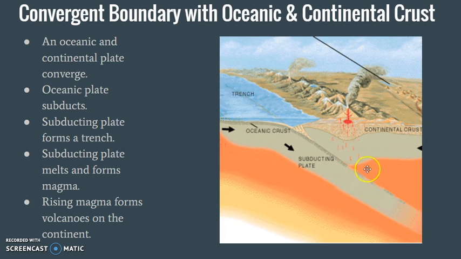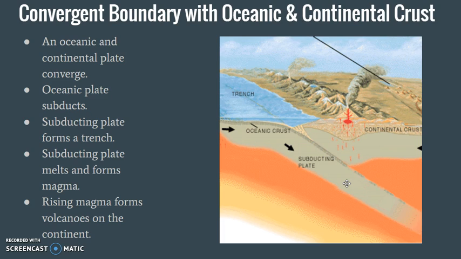All right, and then the subducting plate melts, which forms magma, and then the magma rises and it forms volcanoes on the continent near where the subduction is happening. So all these mountains right here are volcanoes that are formed from the magma rising from the subducting plate.